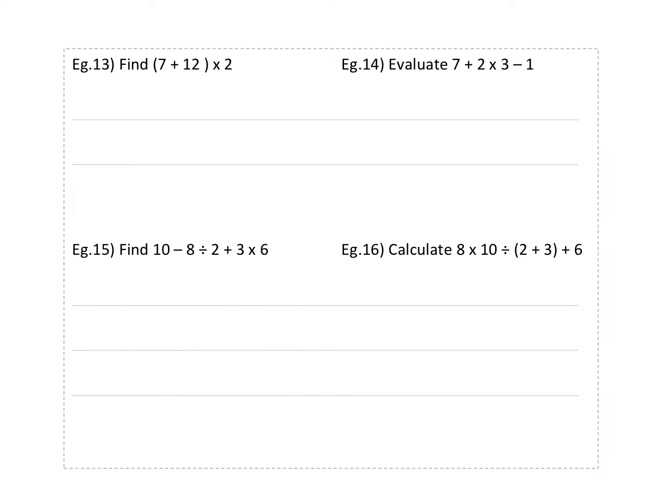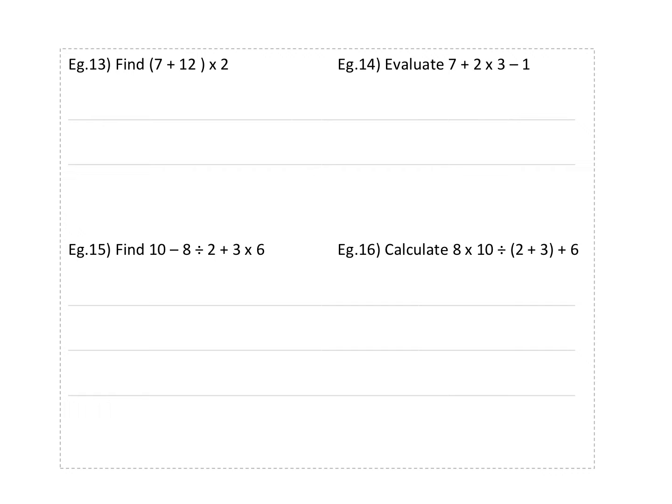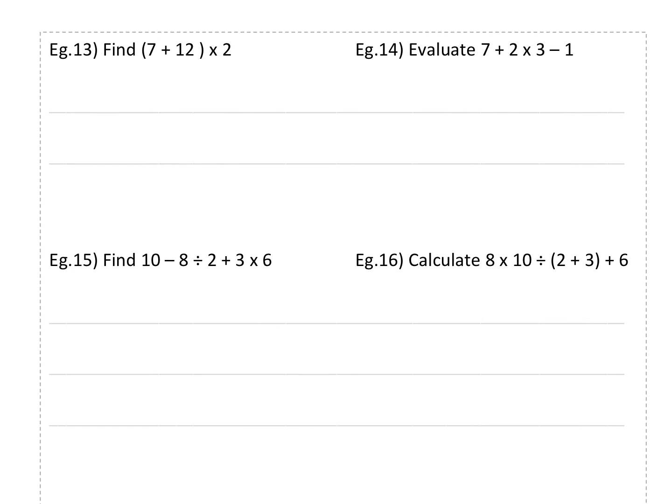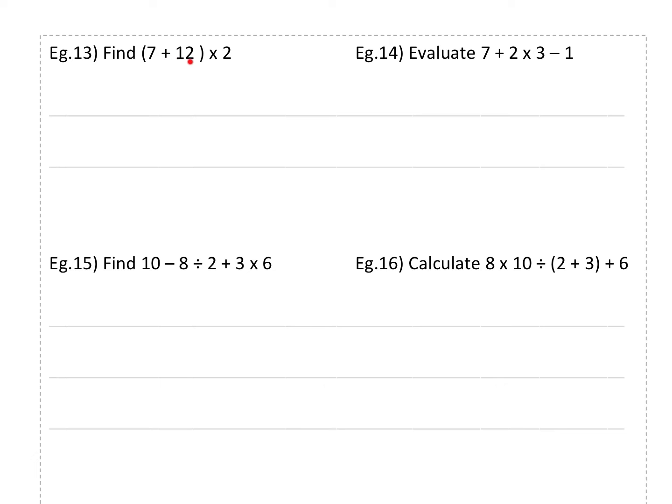Pause the video and have a go at examples 13 through to 16. So example 13, we have 7 plus 12 in brackets and then multiply by 2. We should do the brackets first, which means we add the 7 and the 12. Now, don't just write 7 plus 12 equals 19. What you do is you write below the calculation that you're doing the answer, and then the remainder of the calculation stays there. So the multiply by 2, just below it, is still multiplied by 2 because I haven't done that yet. But the 7 plus the 12 changes to be 19.